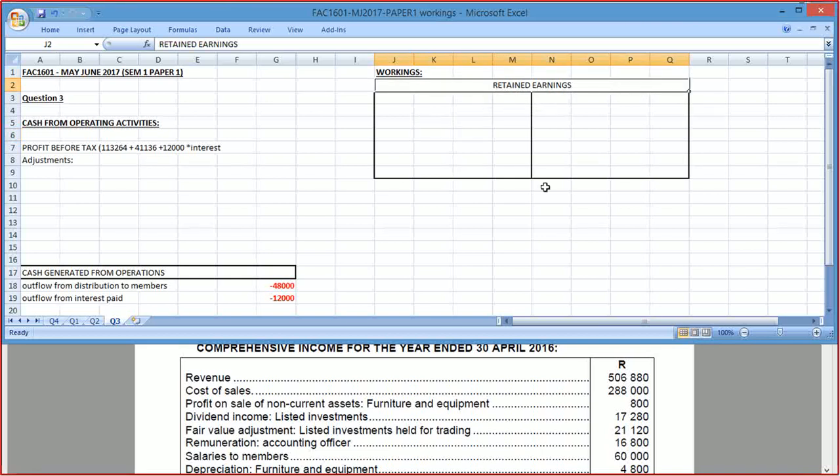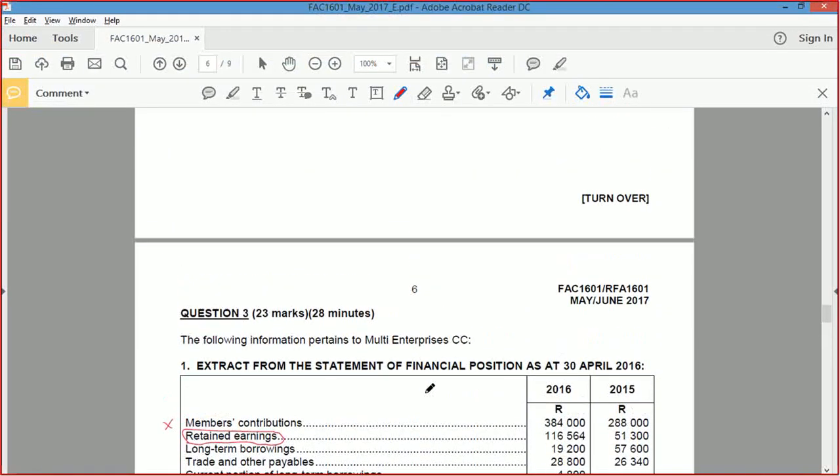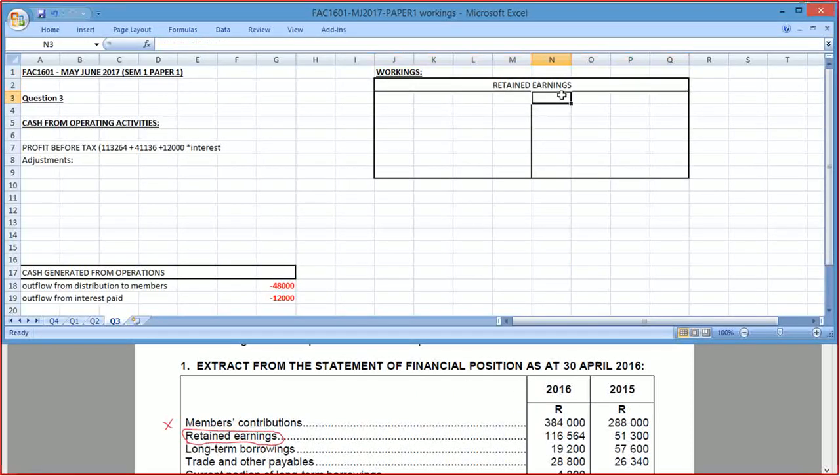Okay, so retained earnings. What is the balance at the end of the year? 116. Beginning of the year? 51. Debit or credit side? Credit side. It's equity. So balance brought down, balance carried down. Balance carried down 116564. Opening balance 51,300. That's what you've got. You know there's a profit for the year. We saw profit for the year, it was 113,264. So we can put that in.